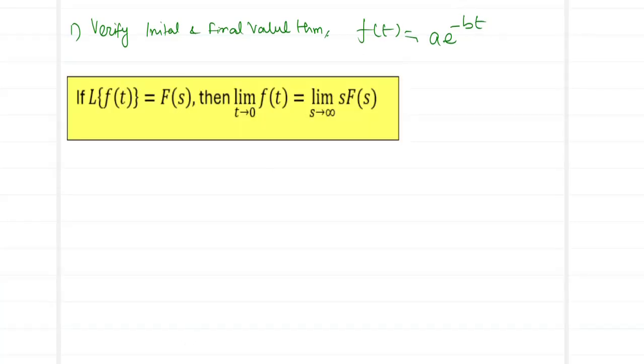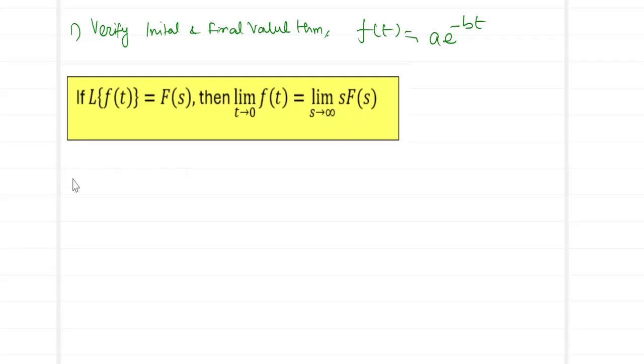First problem: verify the initial and final value theorem for the function f(t) equals a e^(-bt). So this is my function f(t). I have to verify the initial value theorem and the final value theorem for this function. What does my initial value theorem say? If Laplace of f(t) is denoted by F(s), then the limit as t tends to 0 of f(t) is the limit as s tends to infinity of s times F(s).